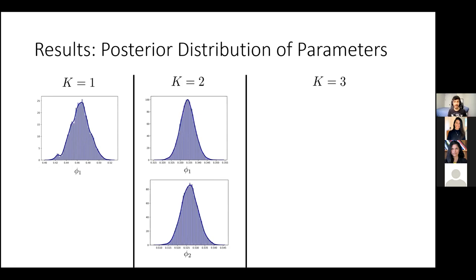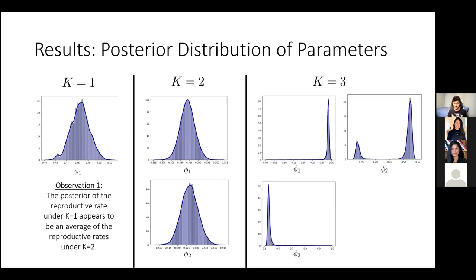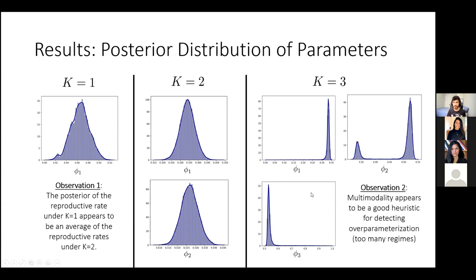The first observation that we can make from just these three plots is that if you take a look at the posterior for the case where we assume just one regime, it ends up being sort of an average between the two regimes case. And you'll see when we look at the predictions why that is. And finally, what if we use three regimes? This is indicating an overparameterization, basically. Now we have three different reproductive rates, and you'll see that the one in the middle is multimodal, switching between the values of the smaller one and the larger one. And so multimodality for any of the parameters can be a good heuristic for detecting the overparameterization, or basically the fact that there could be too many regimes.